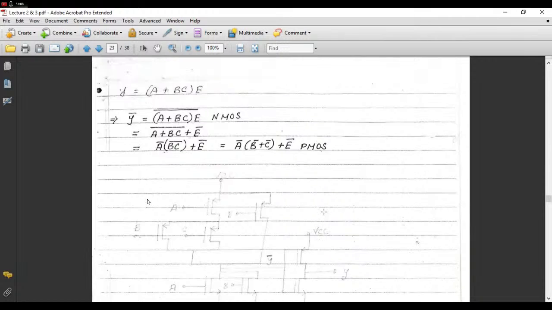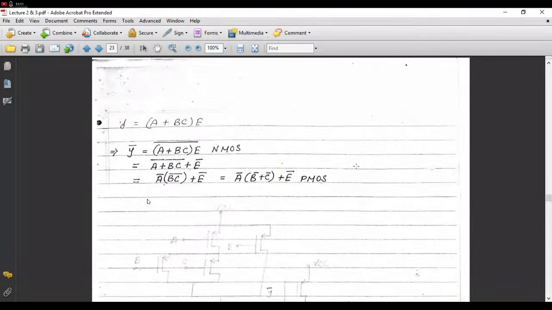Here is a special point: when an equation is given to you without a bar, what do you do? You must have an equation with a bar for CMOS construction. So the next step, you will have to consider bars on both sides, and solve the equation in the normal procedure.